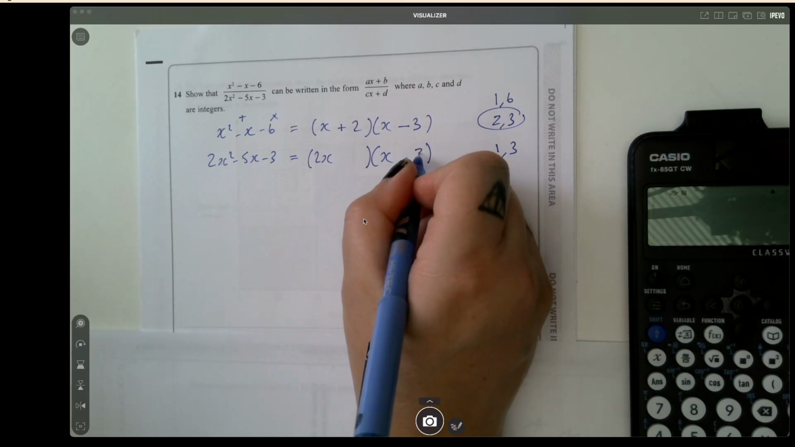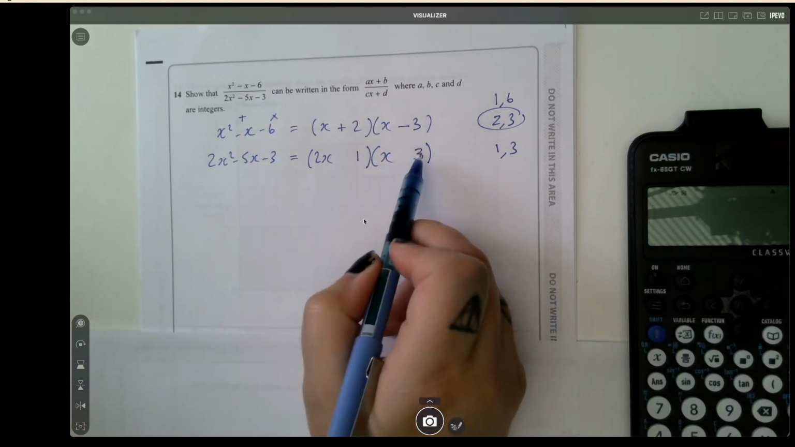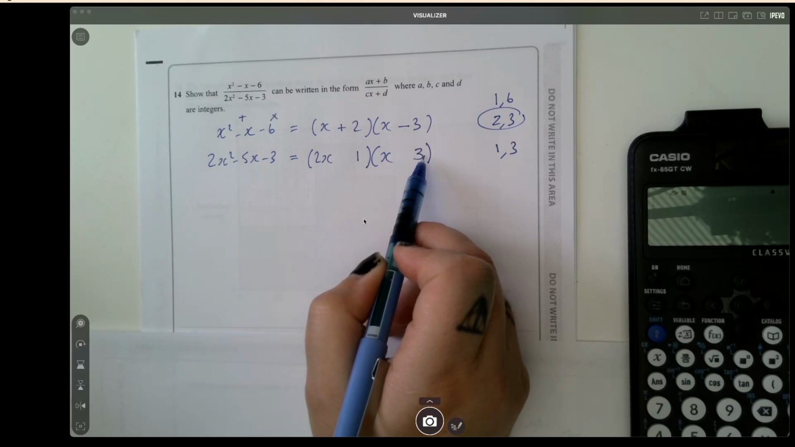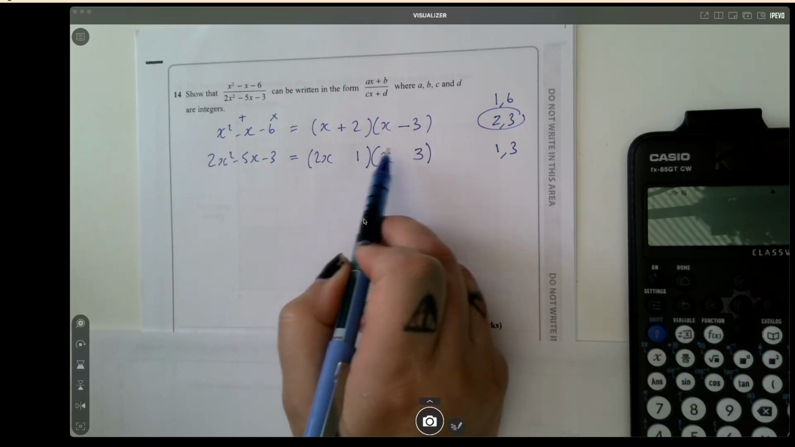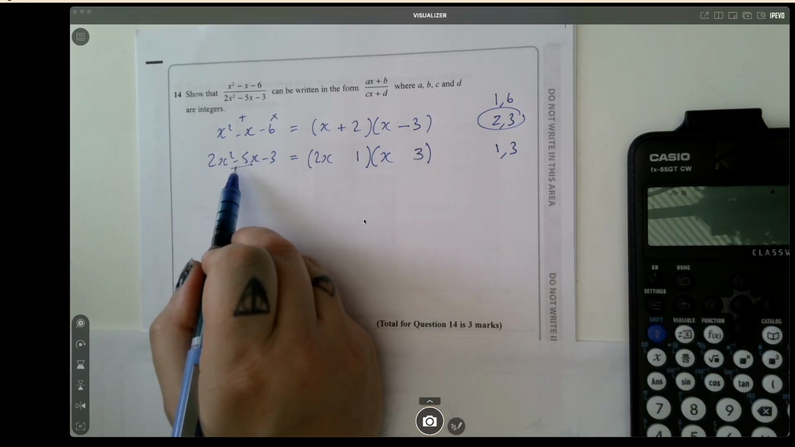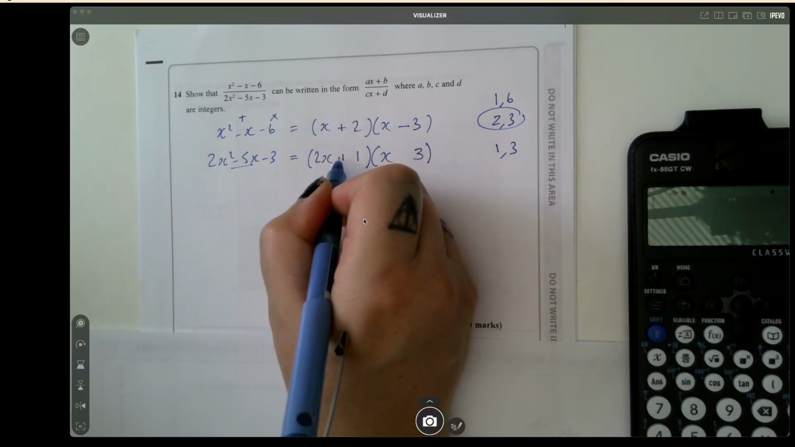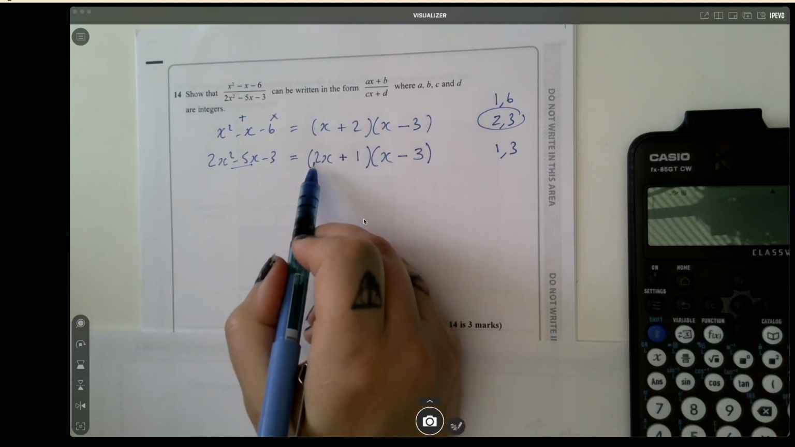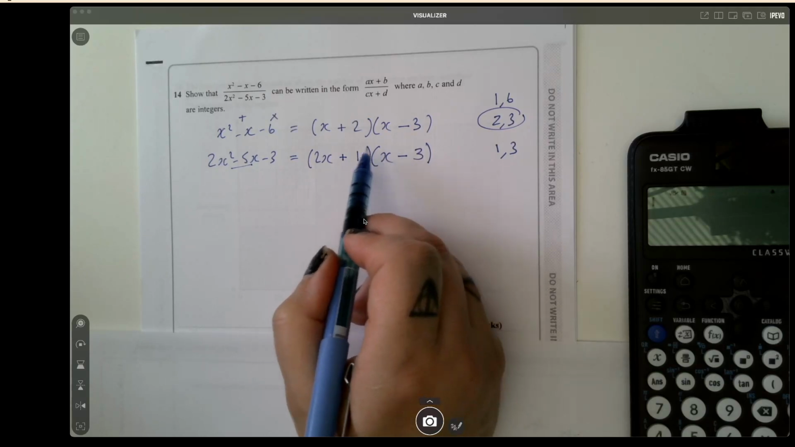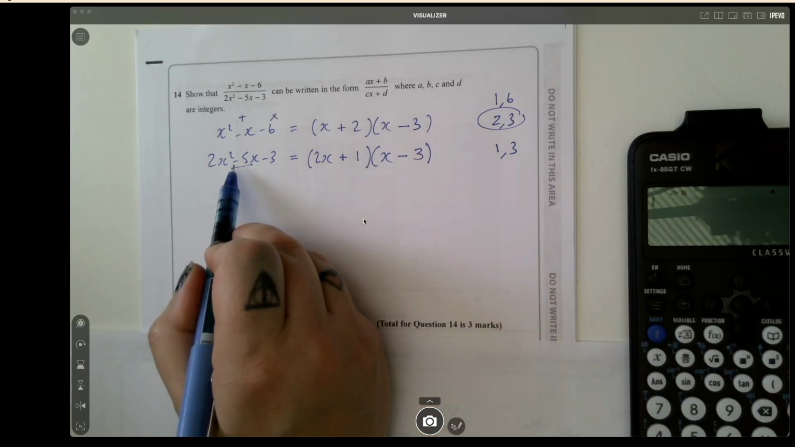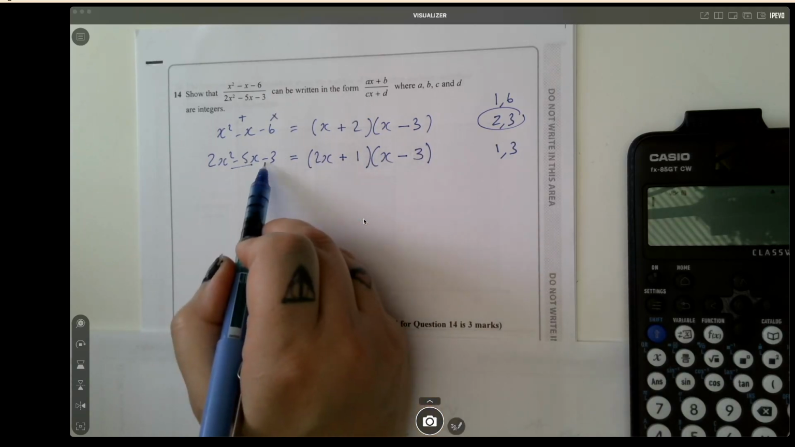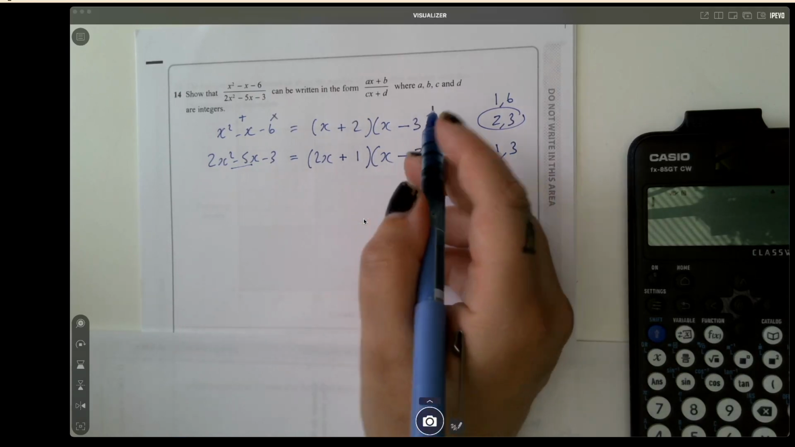So I'm going to put 3 there and 1 here, because 2 times 3 is 6. And then the 1 and 6 have a difference of 5. I want -5, so it's going to have to be +1, -3. 2 times -3 is -6, add 1 is -5. 1 times -3 is -3. And then I have a bracket that matches.